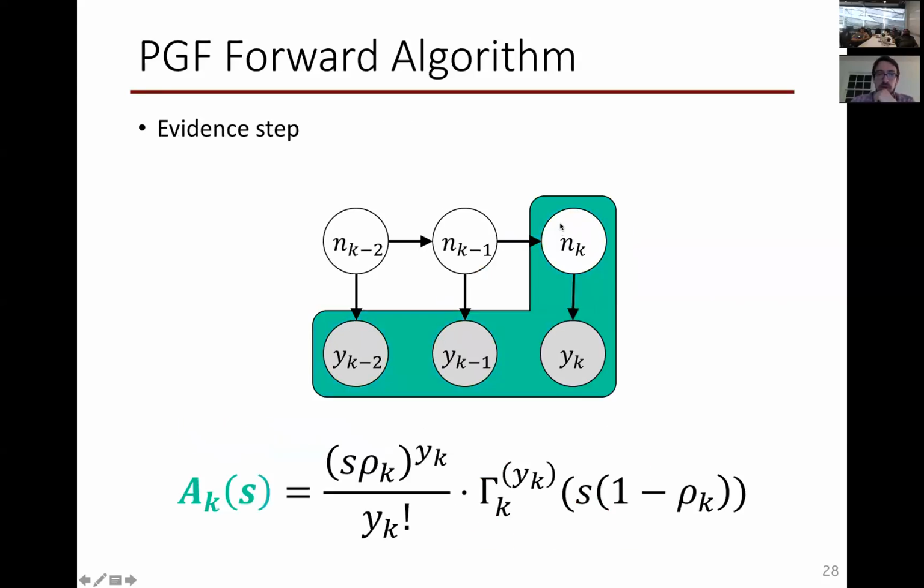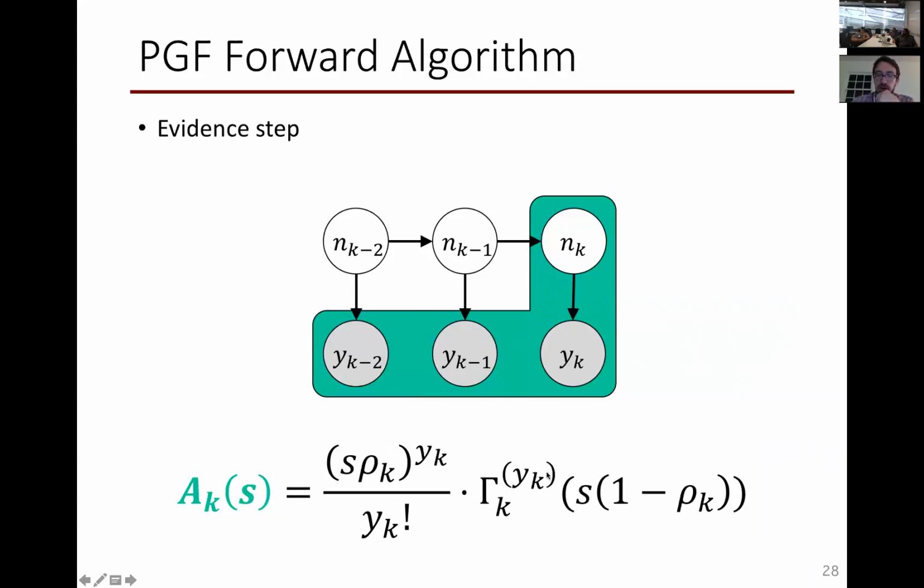Okay. Then I can complete the recurrence with this hairy piece of math, which we'll spend a little more time on later. What's important to note is that rho k here is just a constant. So this is all pretty much just a constant. Yk is my observed variable, rho k is a constant, and s is this indeterminate. So this is just a very low degree polynomial.